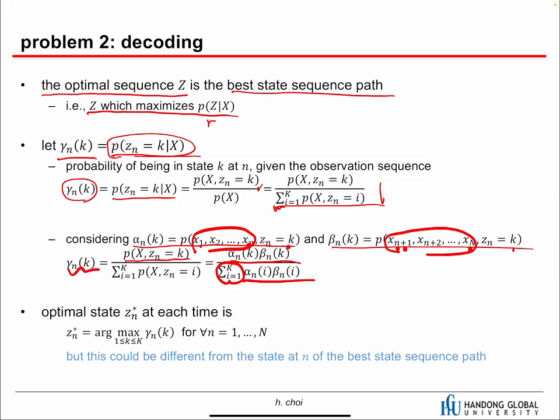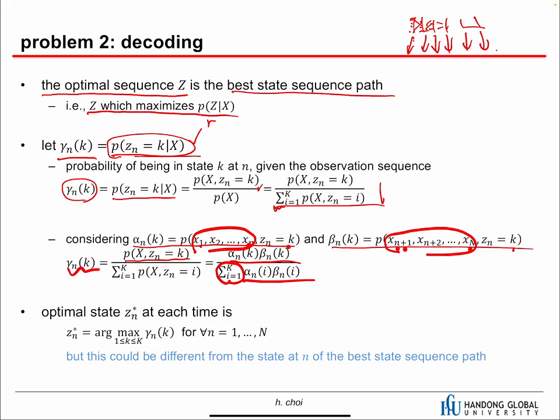This is gamma. Let's look at this gamma again. Gamma is the probability of the current state k given x. We have many states, and when we unfold, we have this sequence of states, and then we have an observation for each time step.